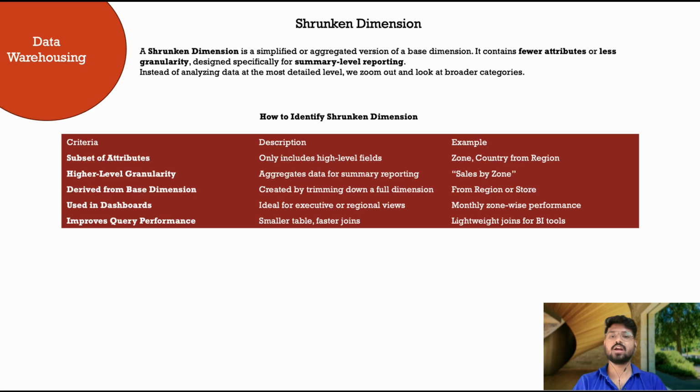Now moving forward, how to identify shrunken dimension. So here you can see the criteria: subset of attributes, higher level granularity, derived from base dimension, used in dashboards, improves query performance. Wherever you see this criteria, you can think of shrunken dimension. You can create a dimension on the basis of your base dimension and include only the necessary attributes that are required. So this is all about shrunken dimension.